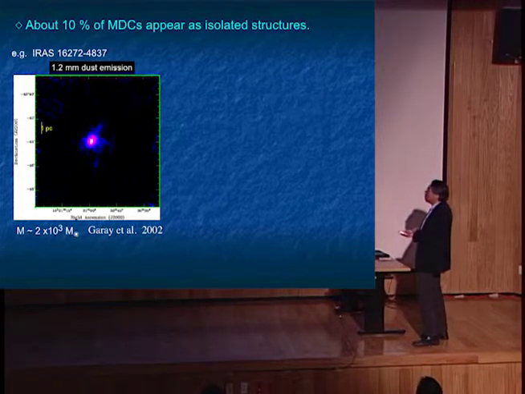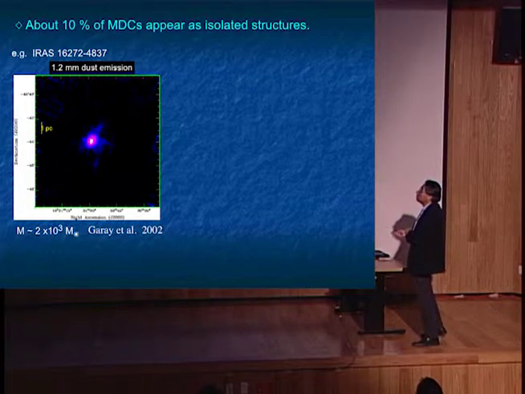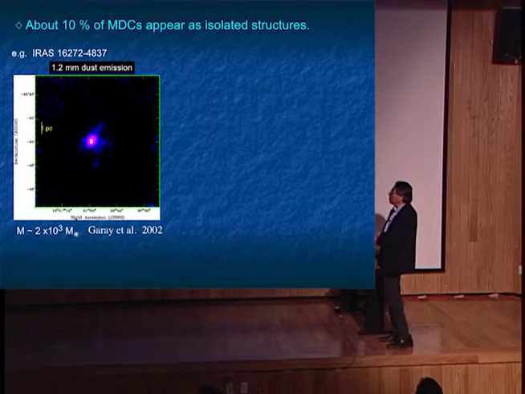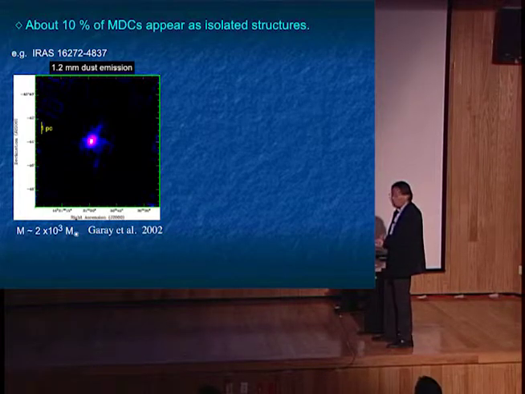And one nice example is this IRAS source. Here is an image of the 1.2 millimeter dust emission. We have here an isolated structure with a diameter of about 1 parsec, with a mass from just that observation of about 2,000 solar masses.